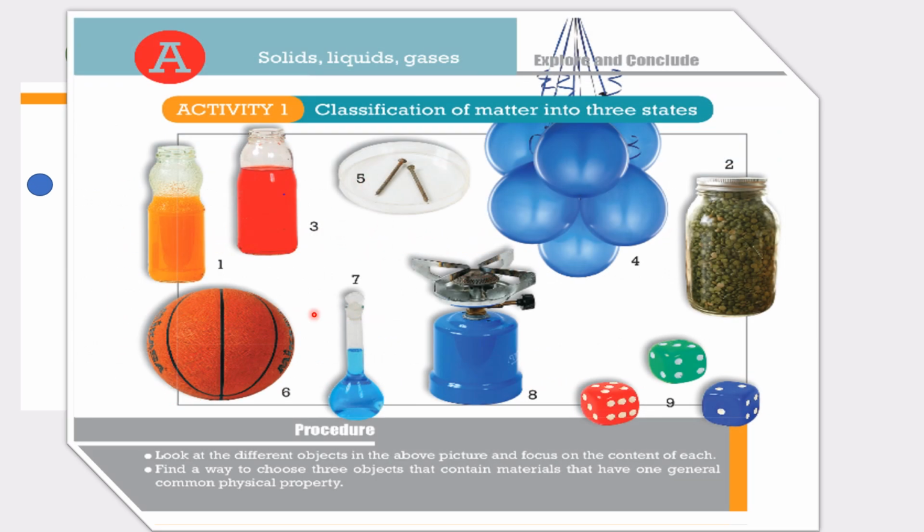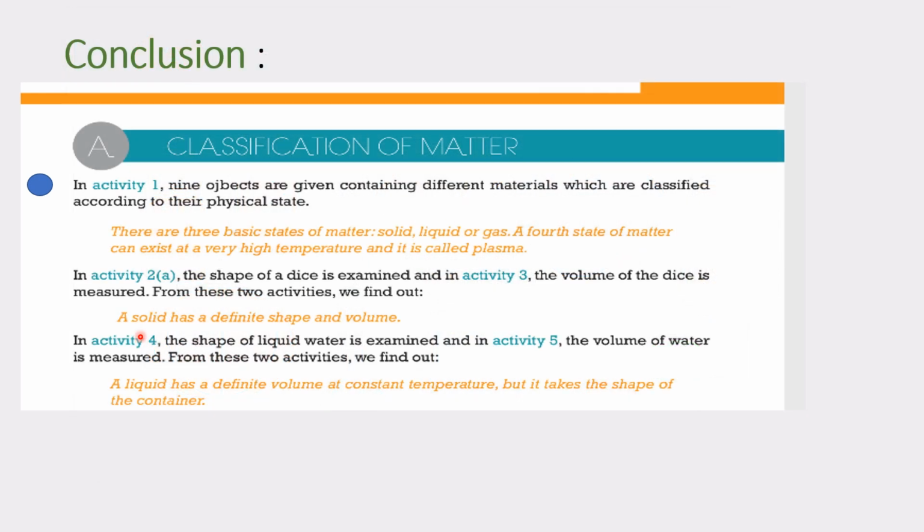This is activity 1. We have solids, we have liquids, and we have the gas. In activity 2, the shape of a dice is examined, and in activity 3, the volume of the dice is measured. From these 2 activities, we find out that a solid has a definite shape and volume.